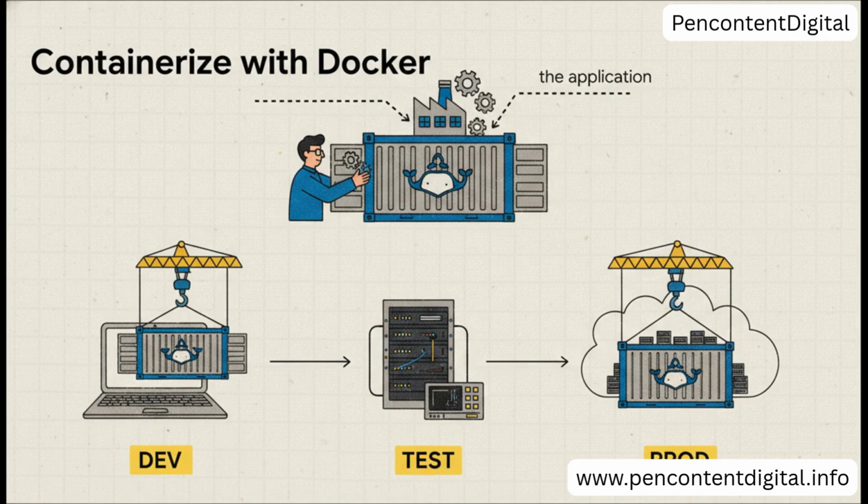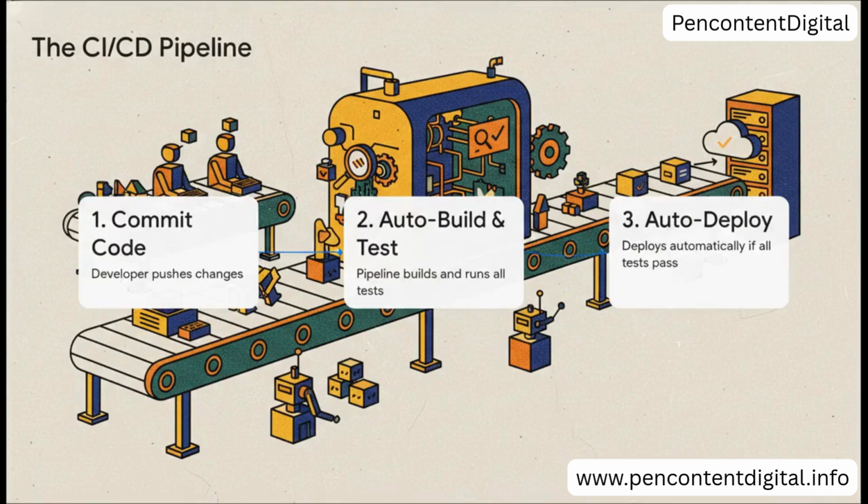By defining everything your app needs in a single Dockerfile, you package it all up into a neat little container. And that container will run the exact same way everywhere, on your machine, on the test server, and in production. No more surprises. And this is the automated assembly line for your software.